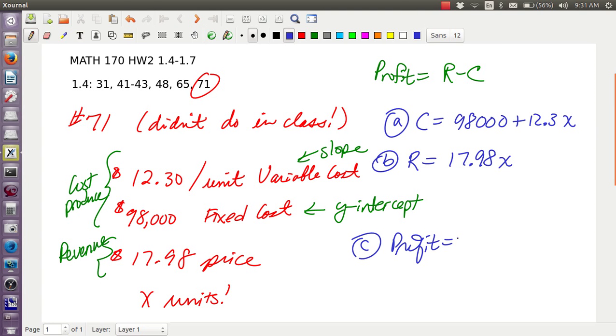And then profit is equal to, I'll let you do the last step, revenue minus cost. Don't forget there's going to be a negative out front of this 98,000. This is going to be negative. So it's 17.98 minus 12.3. And that makes sense, right?